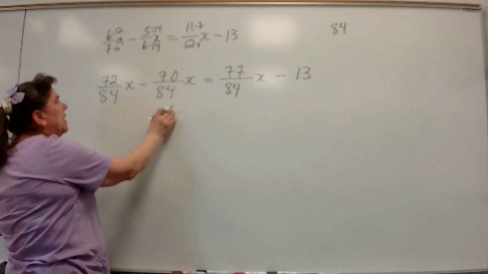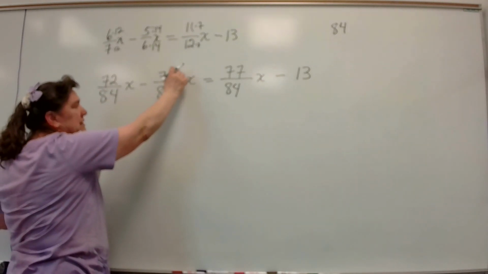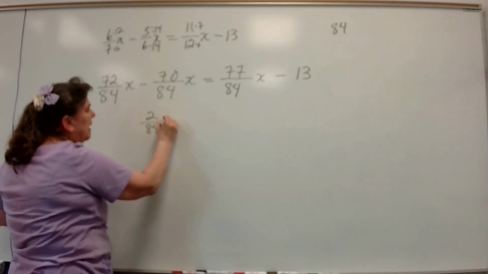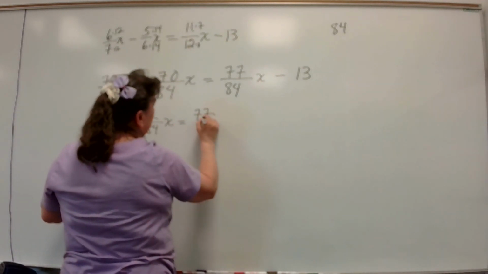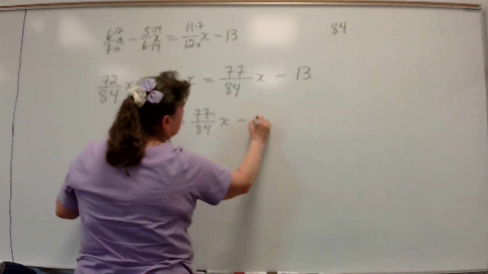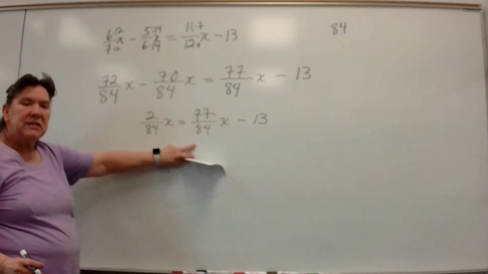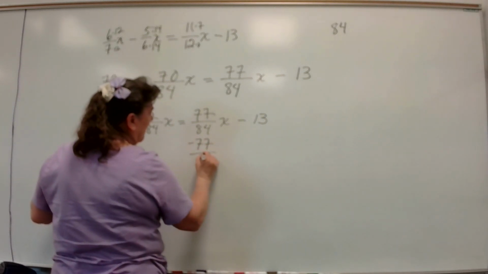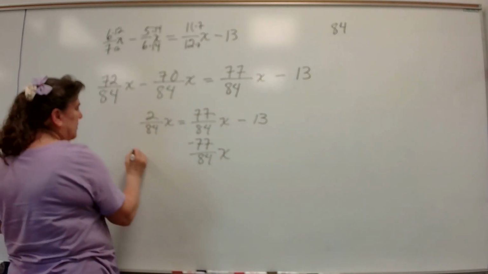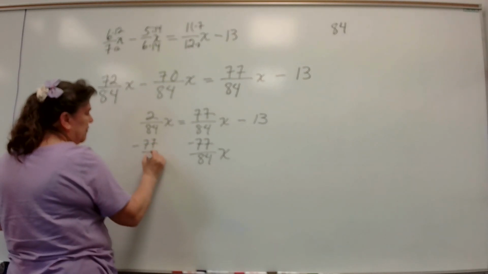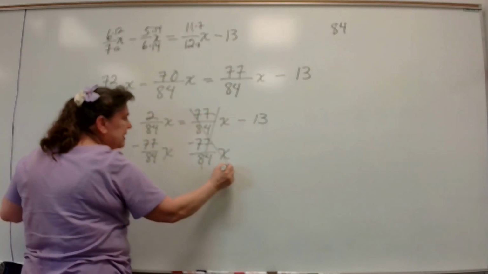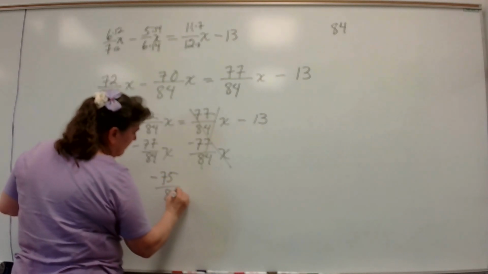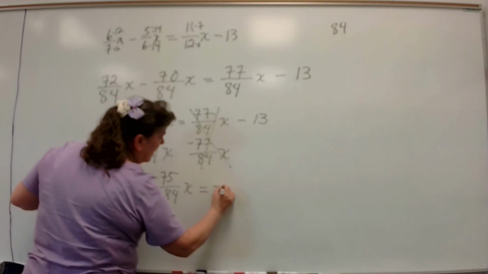Okay, now we can combine our like terms. 72 over 84x minus 70 over 84x is 72 minus 70, which is 2 over 84x, equal to 77 over 84x minus 13. We are now going to subtract that 77/84x from both sides. That becomes a 0, and 2 minus 77 is a negative 75 over 84x is equal to a negative 13.